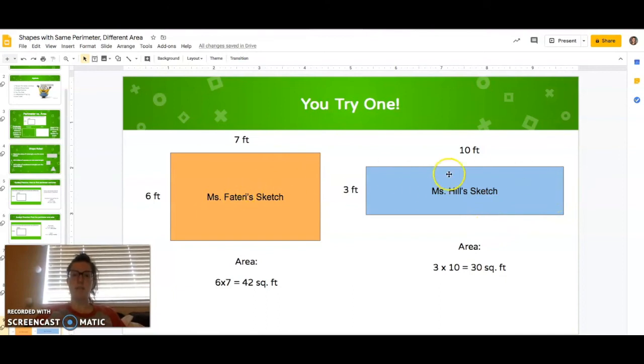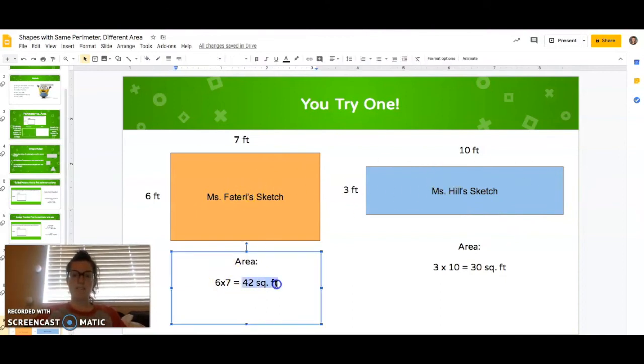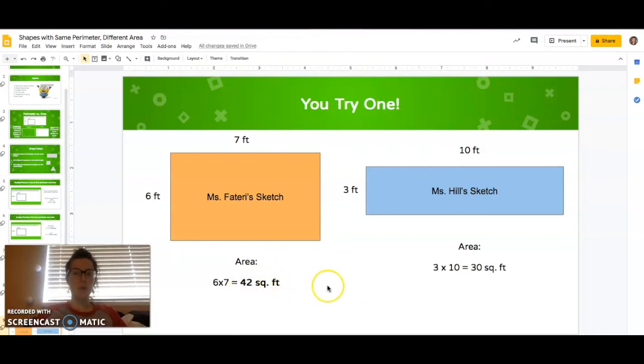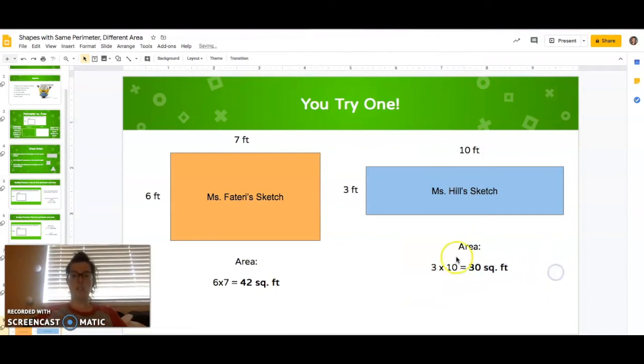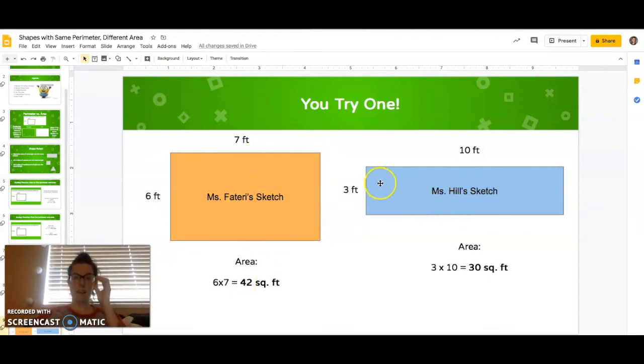So they have the same perimeter, but we found that Miss Fateri's dog pen was 42 square feet in area, and Miss Hill's was 30 square feet in area. So Miss Fateri's was greater in area. It took up more space on the inside than Miss Hill's did, even though they used the same amount of fencing.